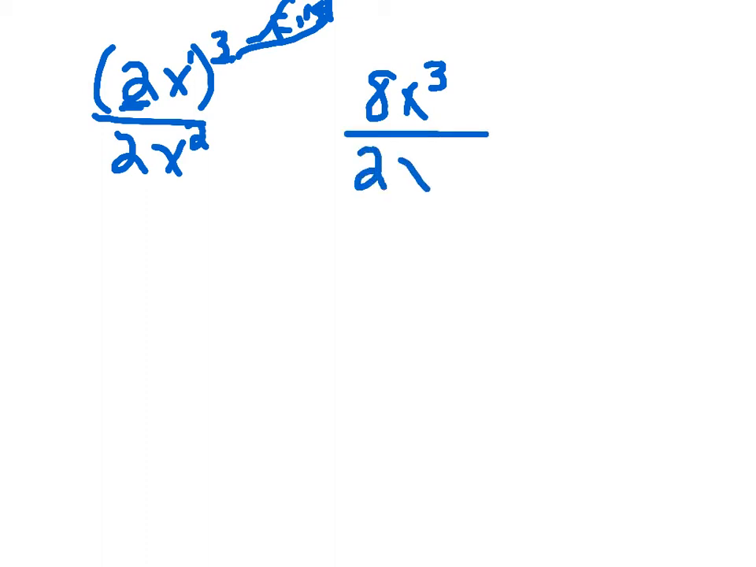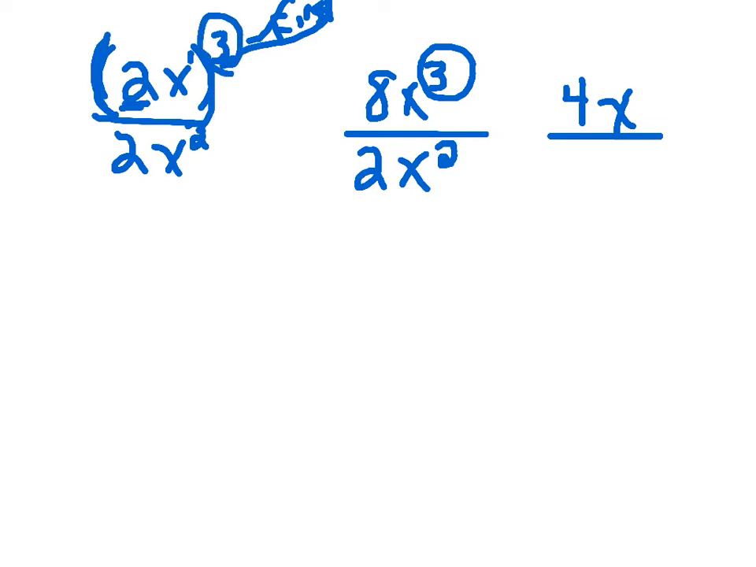Now I divide that by 2x squared. 8 divided by 2 is 4, and x to the third divided by x to the second is x. And it's on the top because 3 is bigger than 2. So don't forget, when it's in parentheses and raised to an exponent on the outside, you have to take care of that first.